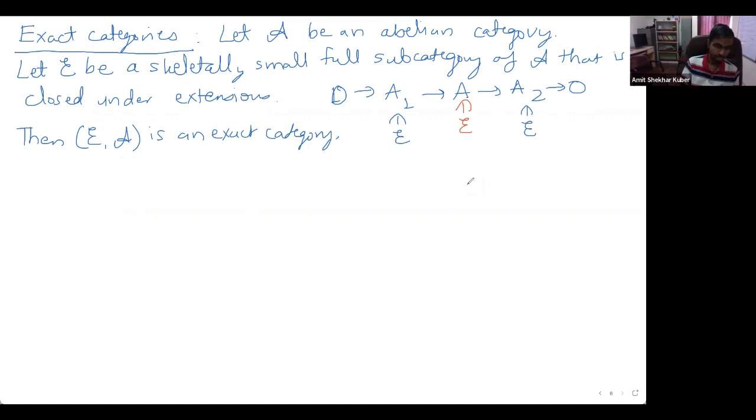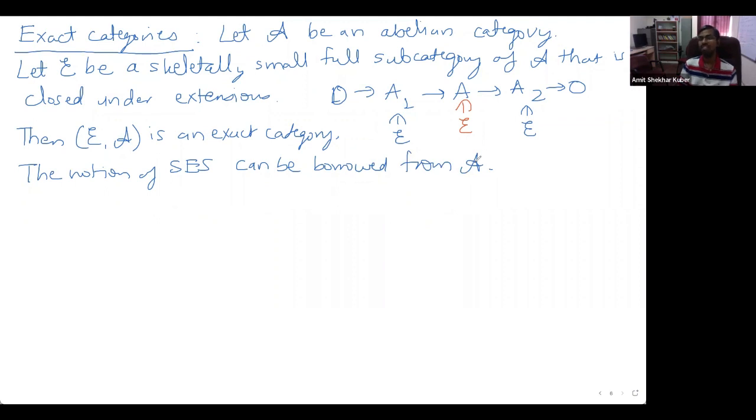So some examples. So why exact category? Because the notion of SES, short exact sequences, can be borrowed from A. So we have a specified collection of short exact sequences, like all such A1, A2, and A, all of them belong to E. Then this is an exact category.